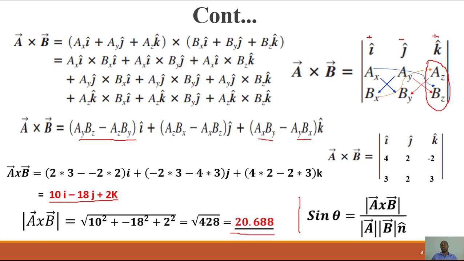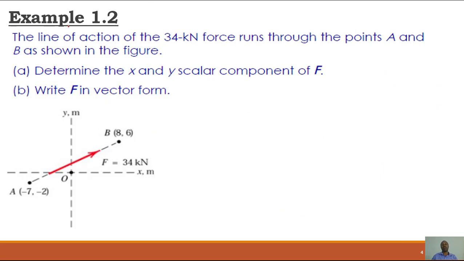You can just use this one to check the angle between the two vectors. Okay, example 1.2: the line of action of a 34 force runs through the points A and B as shown below. Point A is this one, and point B is this one, with coordinates A (-7, -2) and B (8, 6). Determine the x and y scalar components of F and write F in vector form.